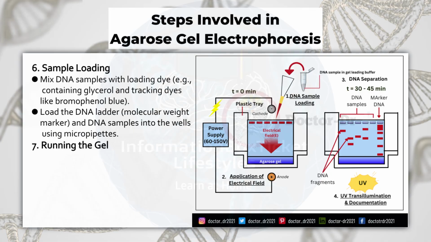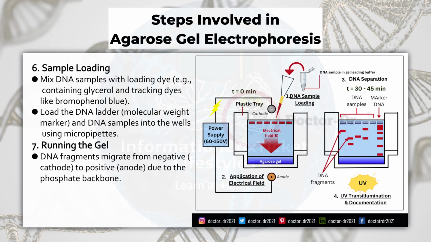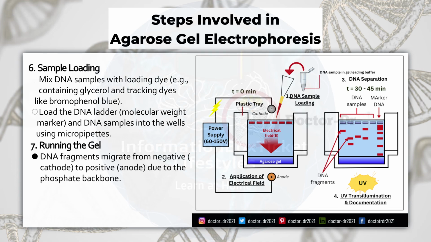Number 7. Running the gel. Place the lid on the chamber and connect the power supply. Set appropriate voltage, typically 80 to 120 volts. Start the run. Bubbles at electrodes confirm current is flowing. DNA fragments migrate from negative cathode to positive anode due to the phosphate backbone.